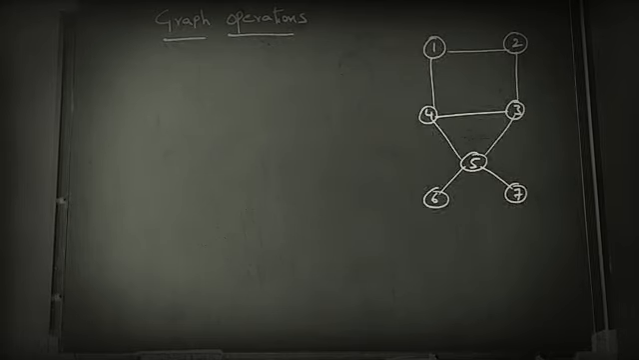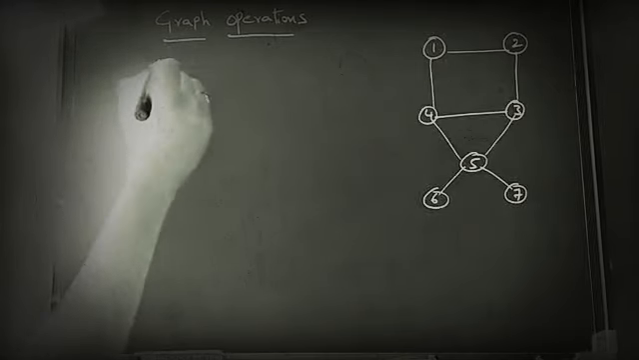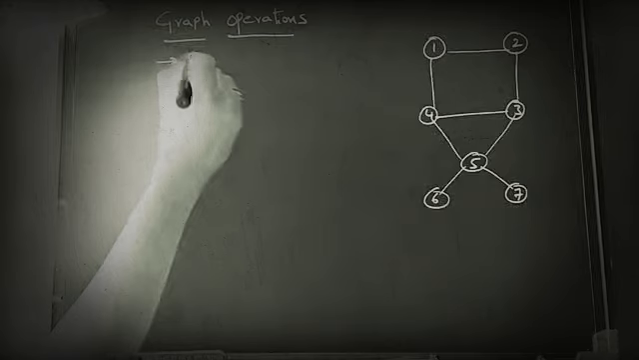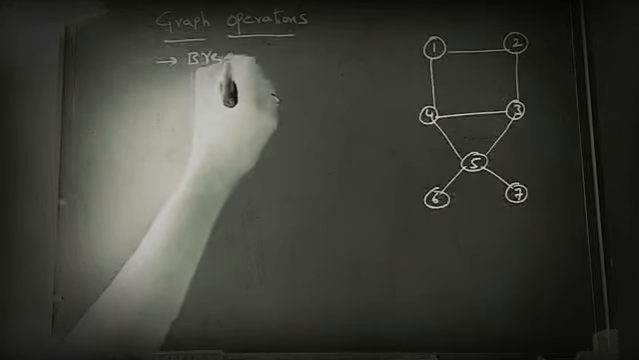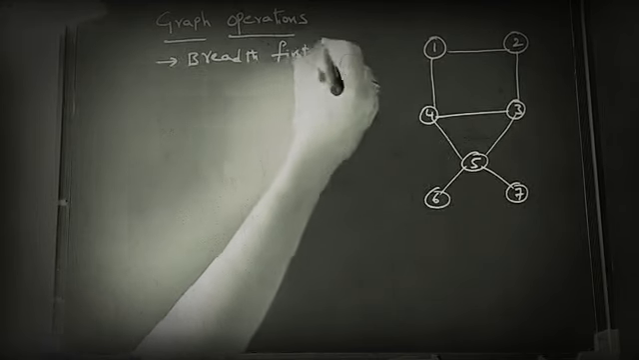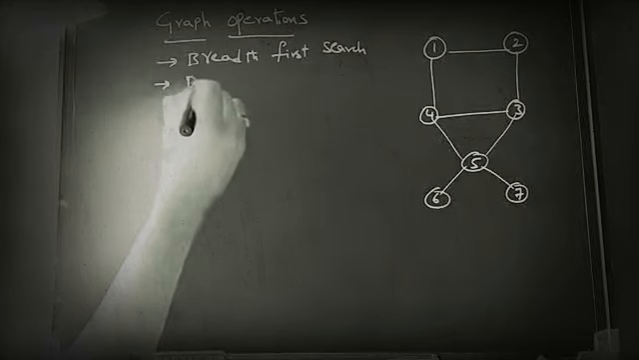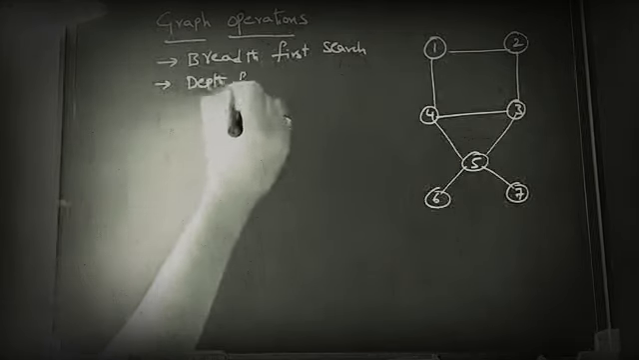So now let us look at graph operations. In last class we discussed a brief implementation of graph operations. Generally the graph operations are of two types. One is breadth first search, and another operation is depth first search.